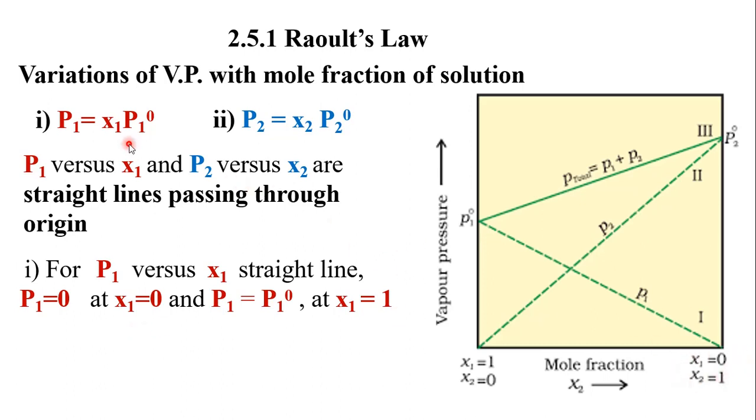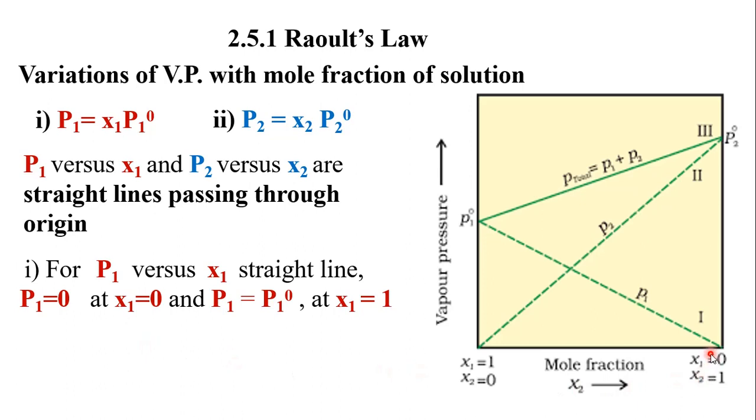Then if you substitute this value, if x1 is 0, then this value is equal to 0, and therefore P1 is also equal to 0. If x1 is 0, then what will this quantity P1 be? It will be 0. When x1 is equal to 0, then P1 is equal to 0.